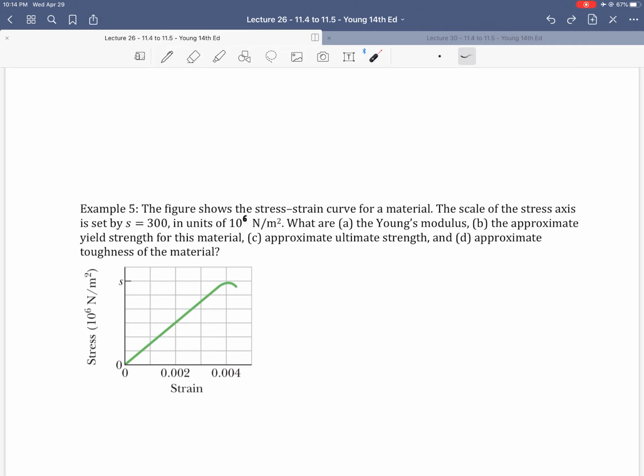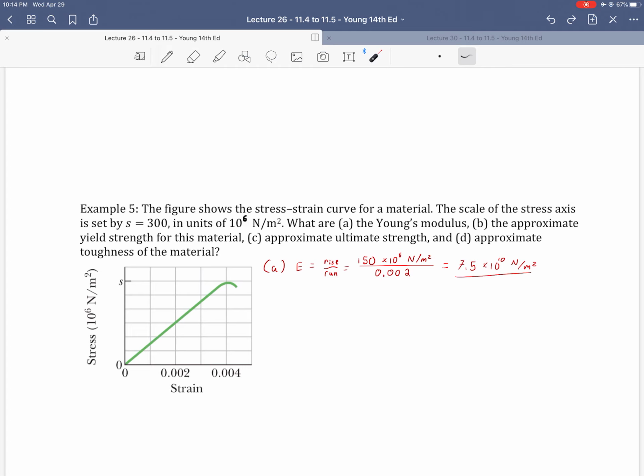So if we look here, in example 5, we're told that the figure shows the stress-strain curve for a material. The scale of the stress axis is set by S equals 300 in units of 10 to the 6 newtons per square meter. Okay, so that's in millions of newtons per square meter. What are A, the Young's modulus, okay, that should be the slope of the linear portion of the graph. B, the approximate yield strength for this material, that's when it changes from linear to nonlinear. And the approximate ultimate strength, and the approximate toughness. All right, so let's run through it.